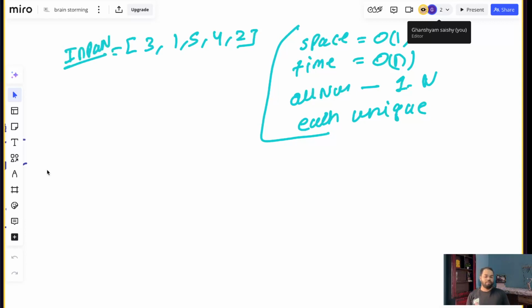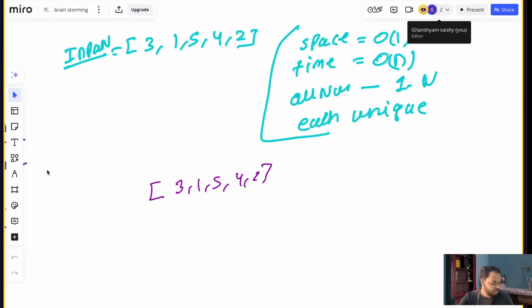Now think about it. How can I solve it? Right? If you start looking into it, you will see, okay, the first way is we can create a new array and then put it there. But that's not the solution here. But I think what I can do is 3, 1, 5, 4, 2.